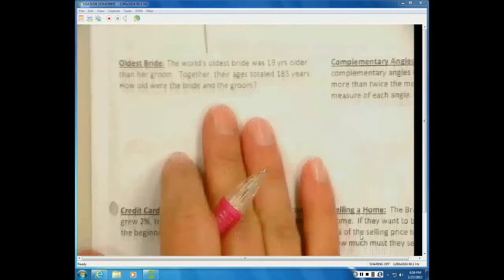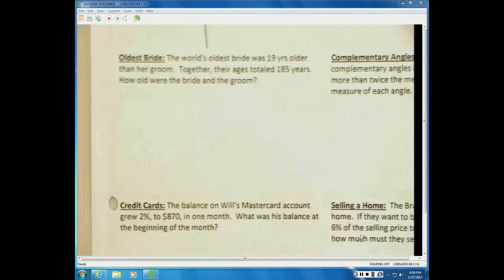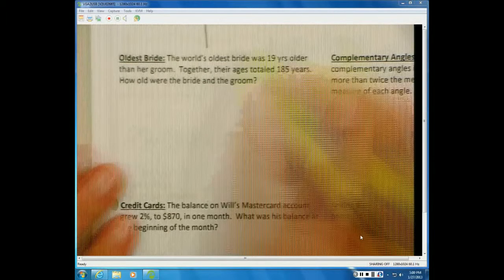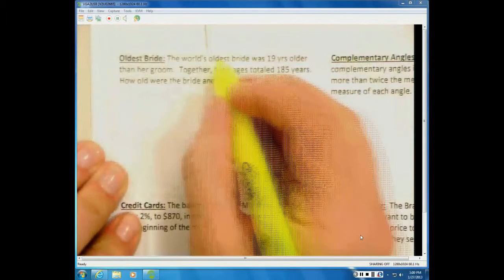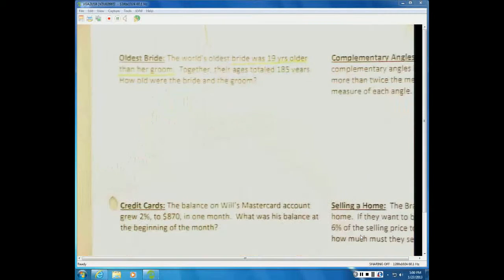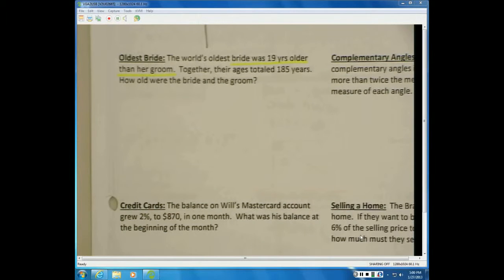The world's oldest bride was 19 years older than her groom. That's probably important information, right? The world's oldest bride, the bride was 19 years older than her groom. Together, their ages totaled 185 years. How old were the bride and groom?